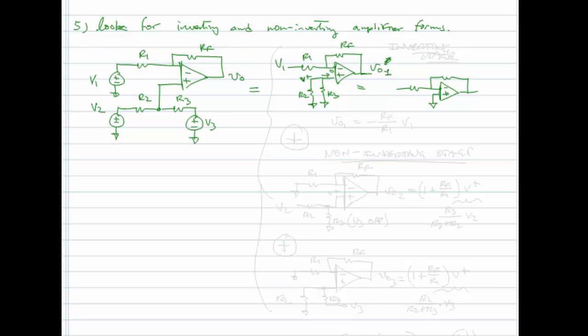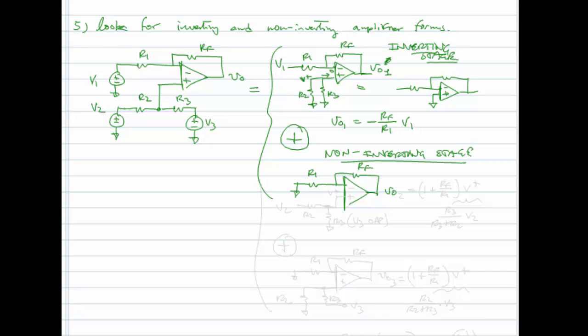So I can write by inspection that VO1 is equal to minus RF over R1 V1. And I'm done with that. Now I'm going to write plus, because this whole circuit on the left is equal to this inverting stage, plus a non-inverting stage. And all I'm doing here is superposition. For the non-inverting stage, I have V1 turned off, so that goes to ground.